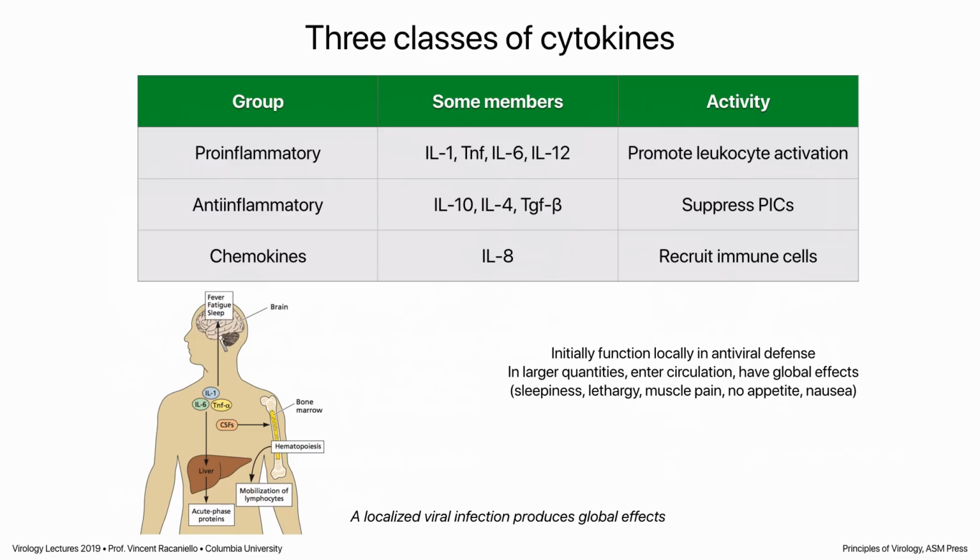Some of these are colony-stimulating factors that go into the bone marrow and drive hematopoiesis to make more blood cells. Because you have an active infection, you need more than are just circulating. Some of these chemokines and CSFs go in the bone marrow and stimulate the production of cells there as well. So these have global effects. Even though they're intended initially to be local, they have global effects. A localized viral infection produces global effects.